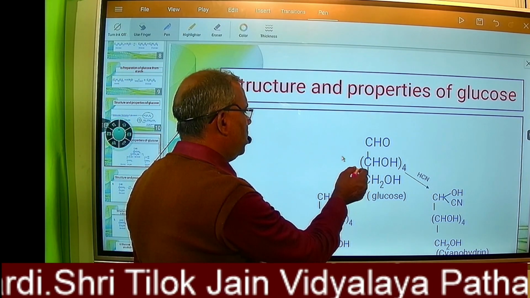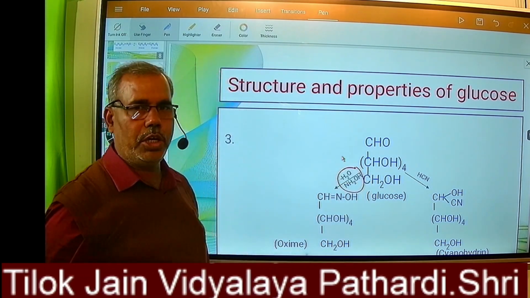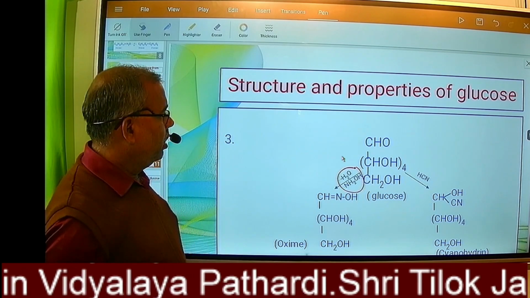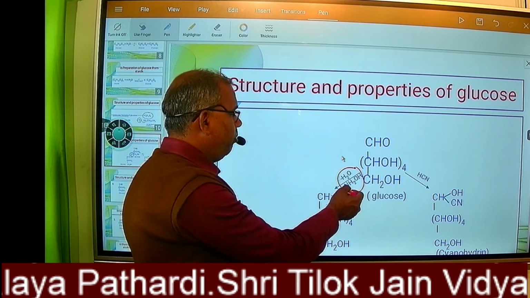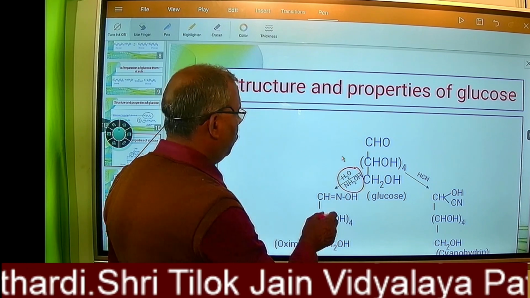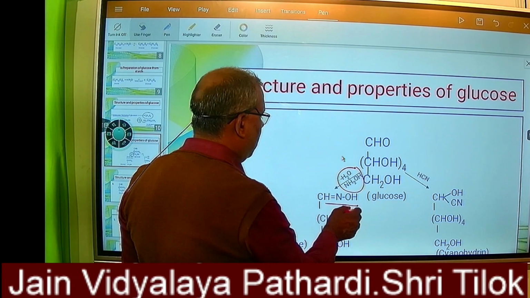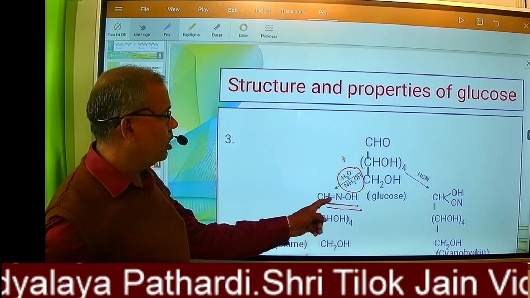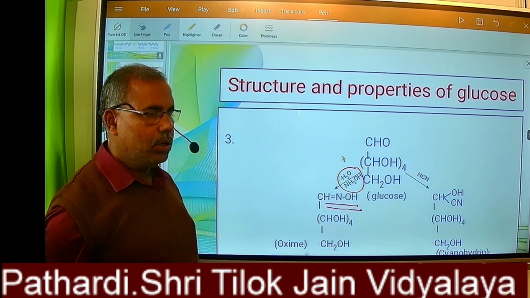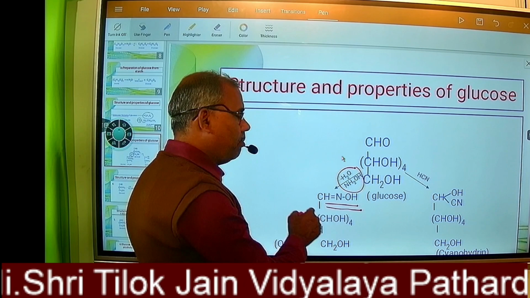Then third property: glucose was reacted with two compounds. First was hydroxylamine, NH2OH. The reaction of glucose with hydroxylamine gave the product known as oxime, having this type of group, CH=NOH. So this compound is oxime.